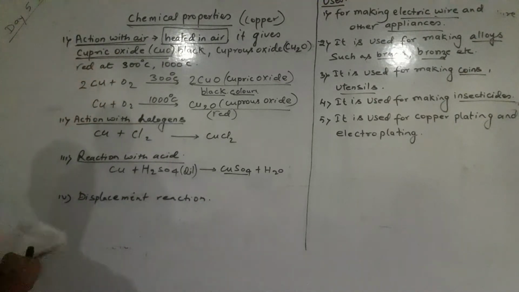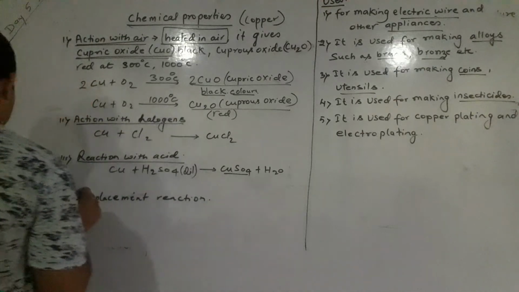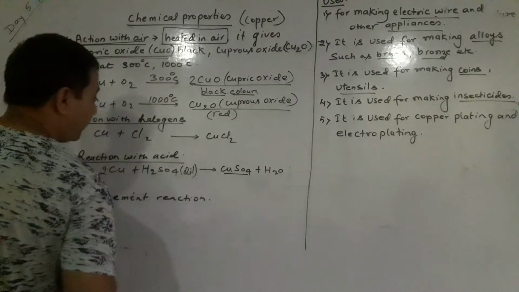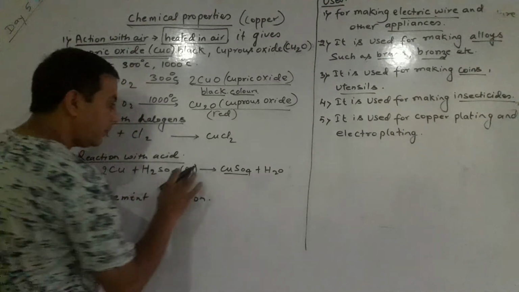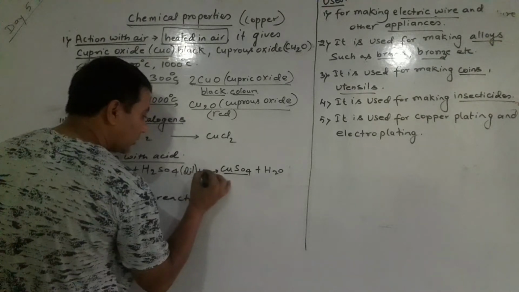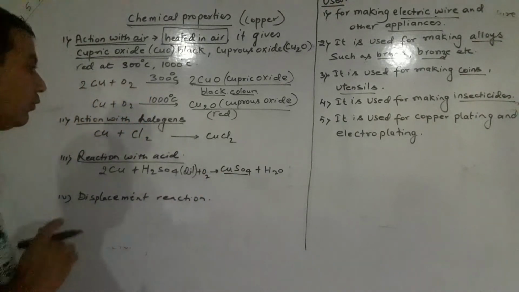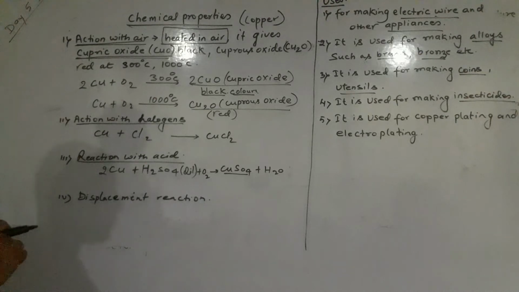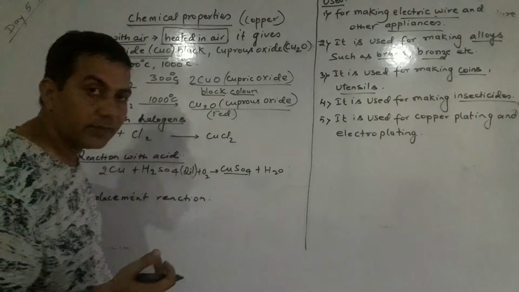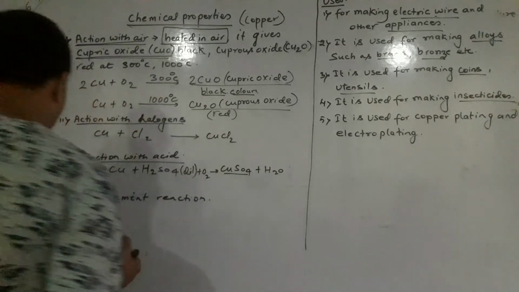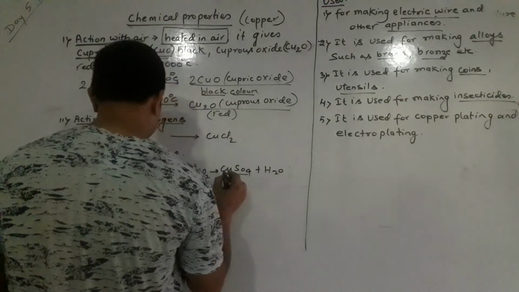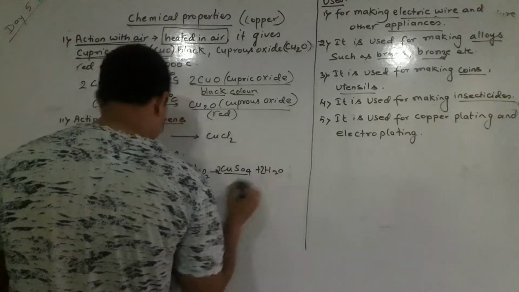It will form copper sulfate, but air should be present. Oxygen should be present to form this. So we are reacting the acid in the presence of oxygen to form copper sulfate plus water.